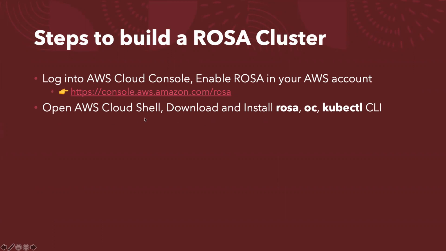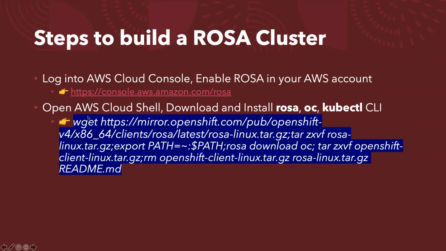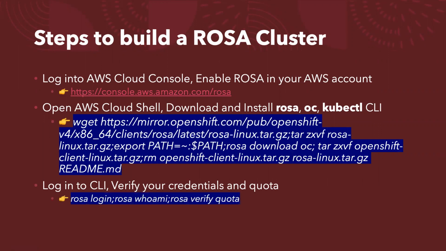And then you need to open AWS Cloud Shell, and also download and install three CLIs. One is ROSA, another is OC, that's the OpenShift client, and kubectl also needs to be installed. I just copy paste the whole line. It is actually multiple commands, but we will install the three required CLIs. And then you need to log into the CLI, verify the credentials and verify the quota before you can actually deploy the cluster. Once you've done all of these, you're ready to deploy the cluster.